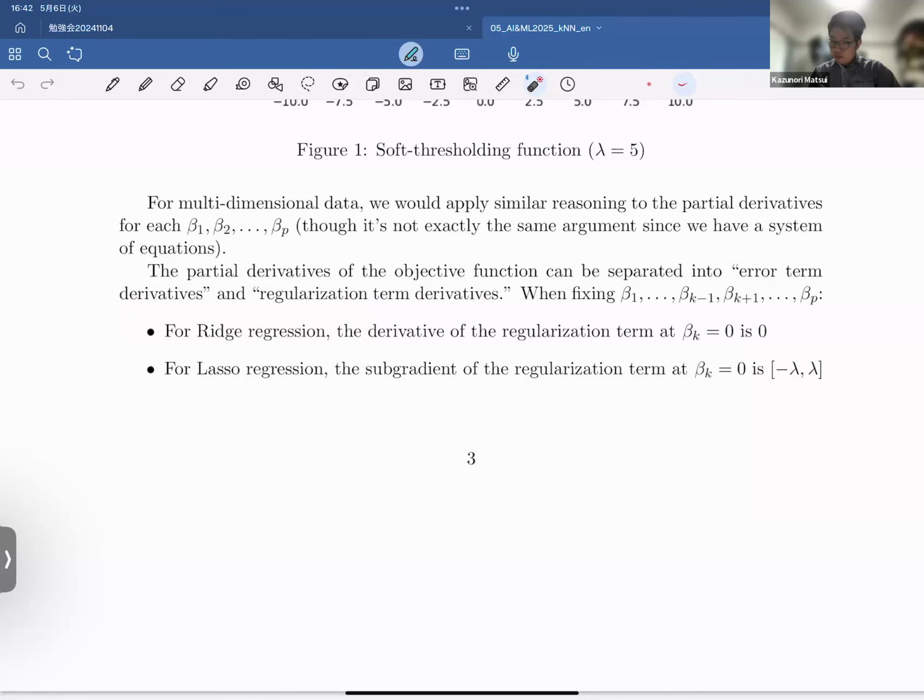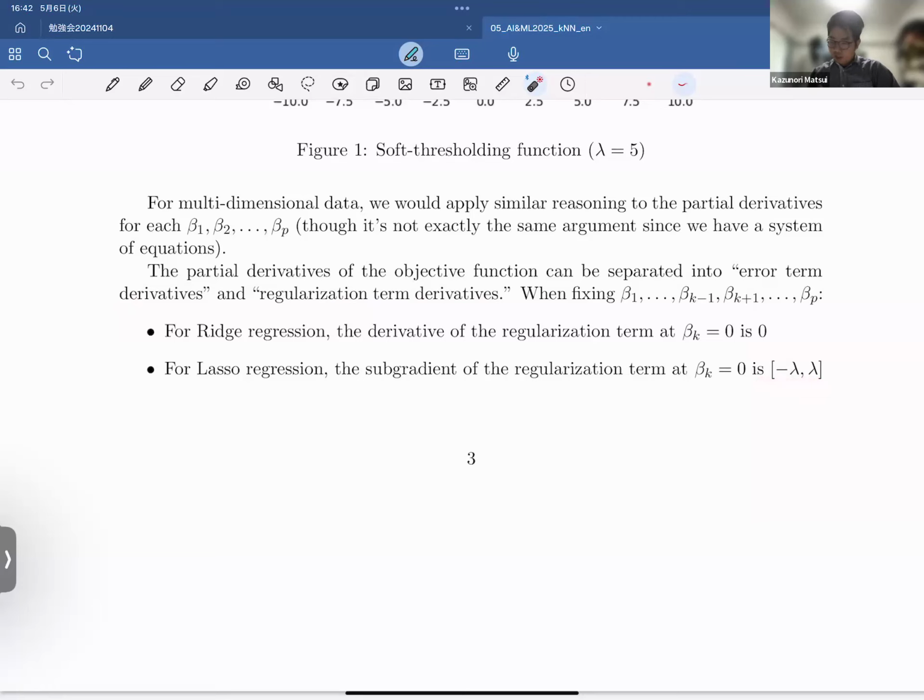In contrast, for lasso regression, the regularization term is the absolute value of beta k, so its differential at beta k equals zero is the interval from minus lambda to lambda. So the objective function reaches its minimum when its partial derivative is zero.